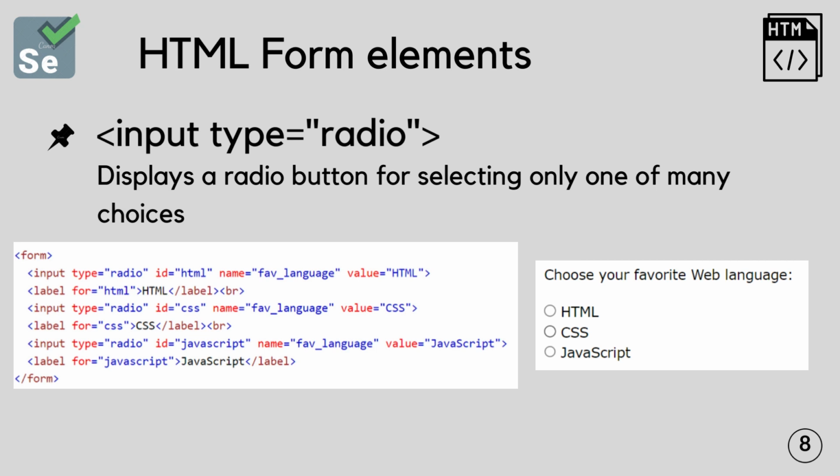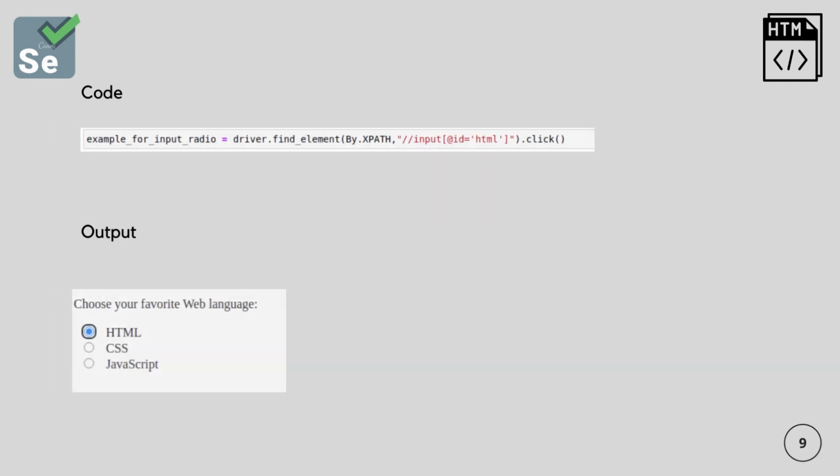The next input type is radio. It displays a radio button for selecting only one of the many choices. In the first figure, we can see that the input type is mentioned as radio. That is, from the output, we can choose only one of the options. Code for choosing one of the radio buttons is given. .click method is used here to select the required radio button. We can see that from the output, HTML, CSS, and JavaScript, only one of them can be selected at a time.